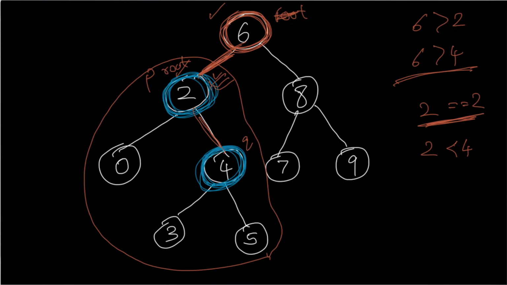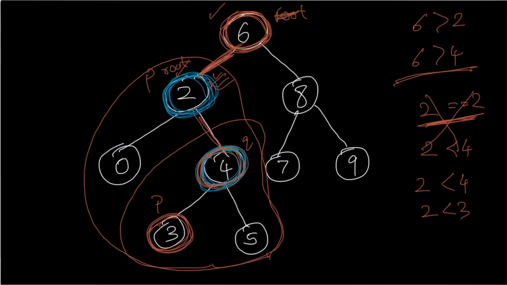Now if this was the other way, let's say 3 was the value of p and 4 was q, then in this case the condition will become 2 is less than 4, 2 is less than 3, and because 2 is smaller than both 4 and 3, that means our lowest common ancestor would be in the right subtree, and so we update our root to now be at 4. And now if we do the same condition check, we can see that 4 is equal to 4 and 4 is greater than 3. And because 4 is equal to 4, this means 4 is the lowest common ancestor of 3 and 4, and so 4 becomes our final answer.